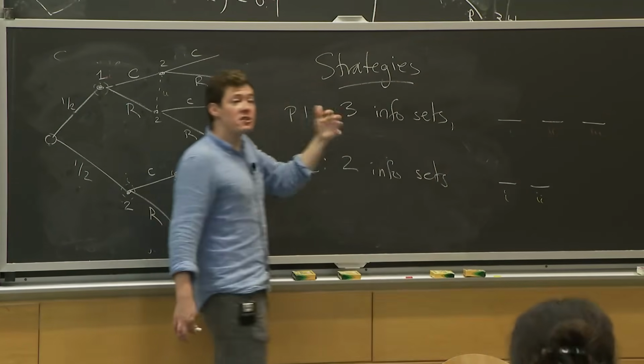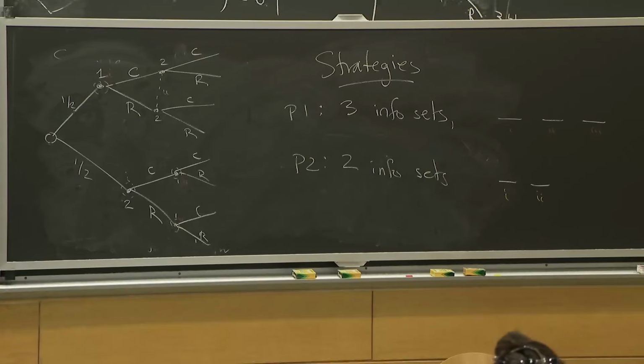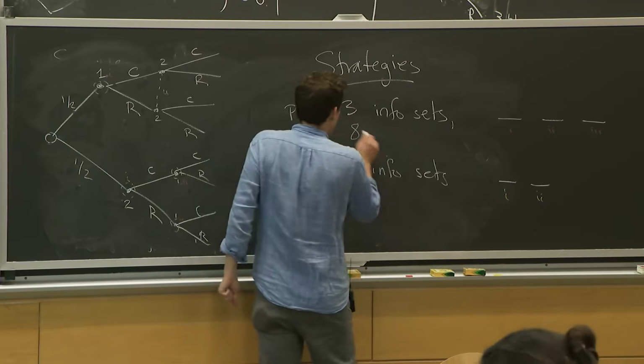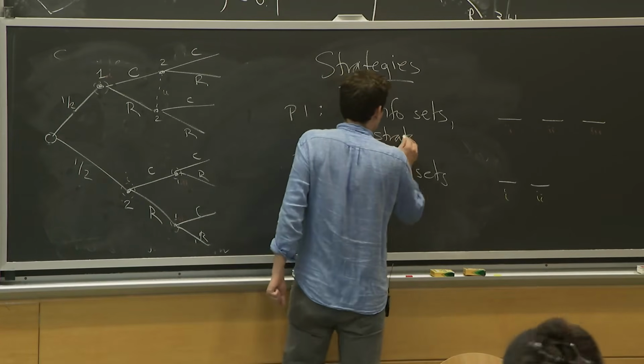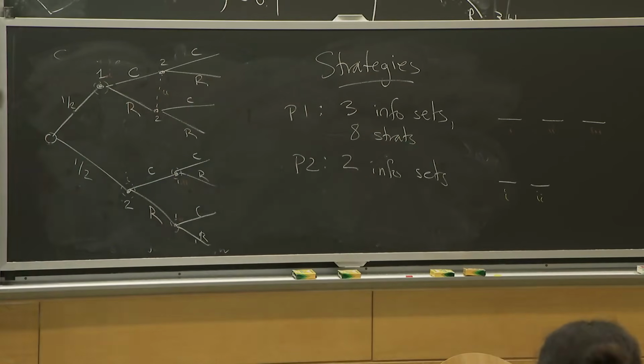So how many strategies are we going to have in total for player 1? 8 strategies, right? And what about for player 2? How many strategies? 4, right?